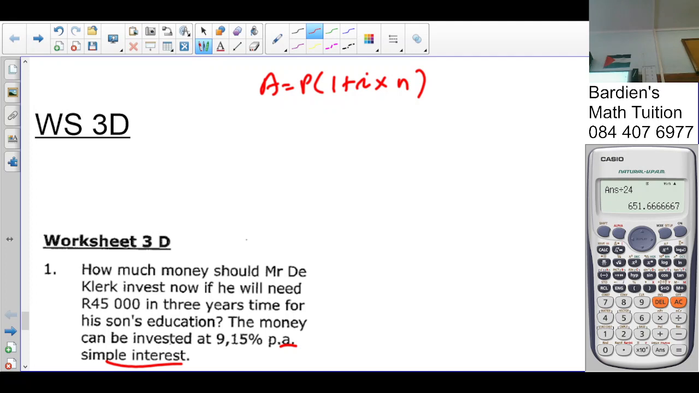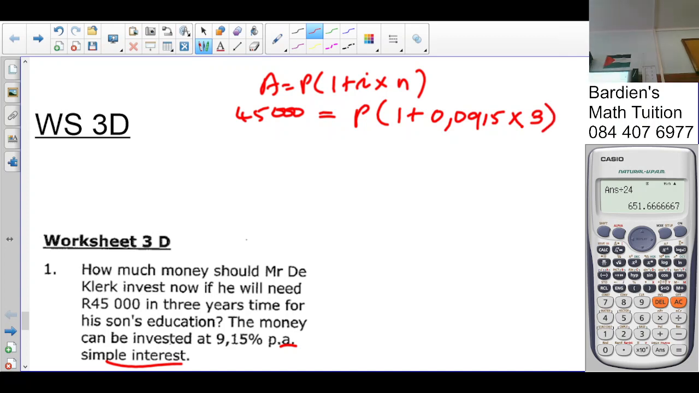We say your A value, the final amount. What does Mr. de Klerk want to end off with? 45,000. So 45,000 then goes here. Can you see that? The P is what we need to calculate, into 1 plus. What's your I value? 0.095 times 3. So I need that for 3 years.